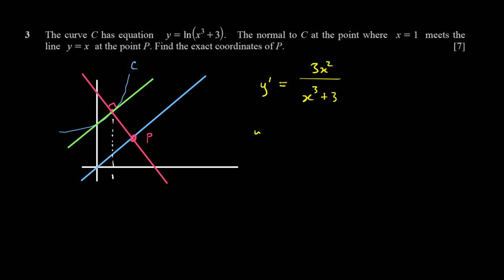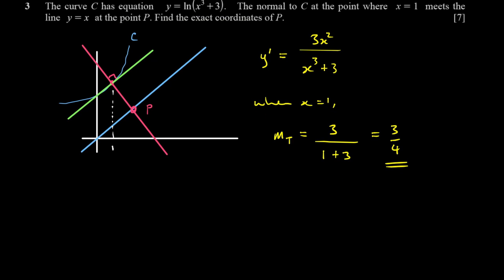Then we can use that to find the gradient of the tangent. So we can say when x is equal to 1, the gradient of the tangent, which is given by dy/dx, is going to equal 3 times 1 squared, which is just 3, over 1 cubed, which is just 1, plus 3. So that's going to give us 3 quarters. So the gradient of the tangent is 3 quarters. Well, how can we use that to find the gradient of the normal? Well, if two gradients are perpendicular, then their product is going to equal -1.